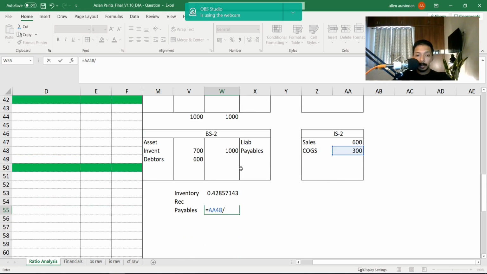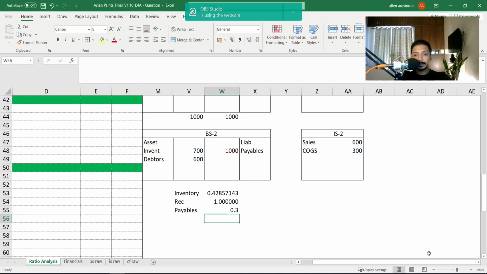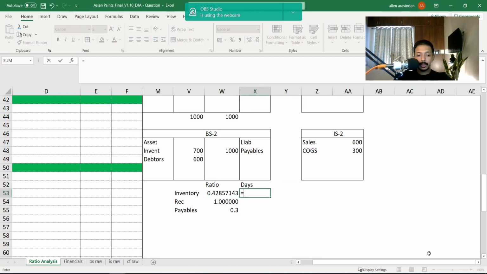So since we are talking about payables, we'll divide that by, let's say, the payables, right? So now we see that 300 divided by payables is payables turnover. Now, this is the basic ratio. And now let's calculate the days. If you divide 365 by the ratio, now you get what is happening, right?